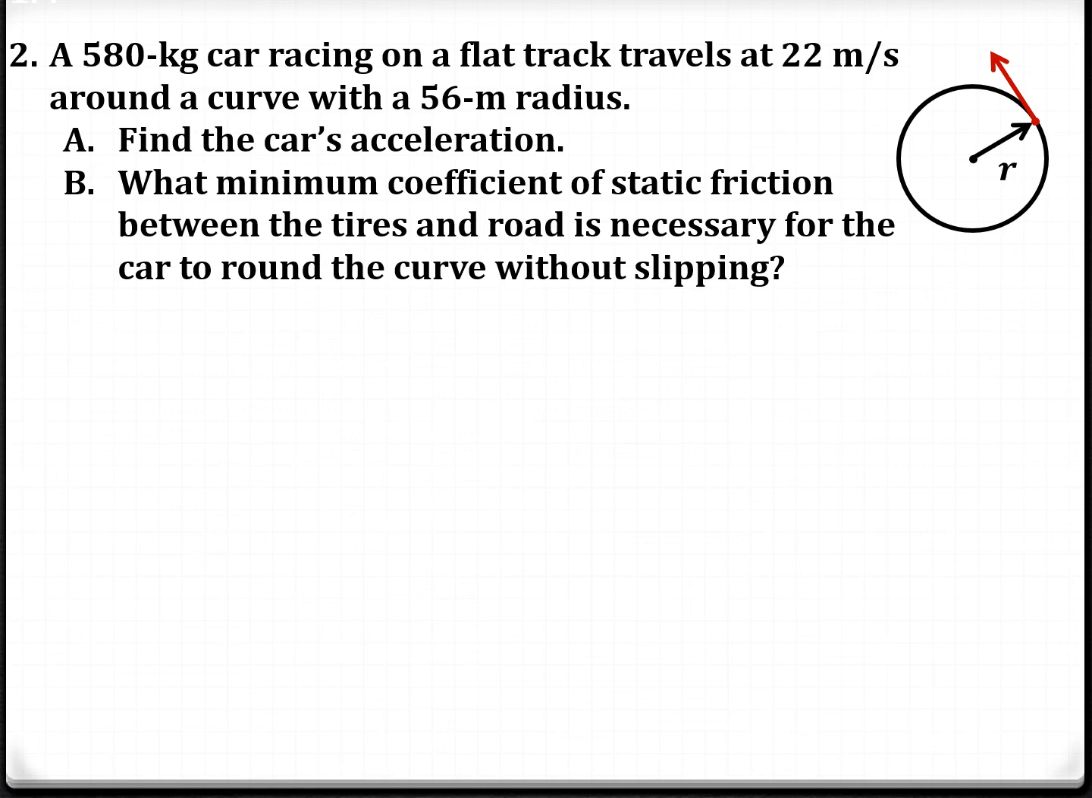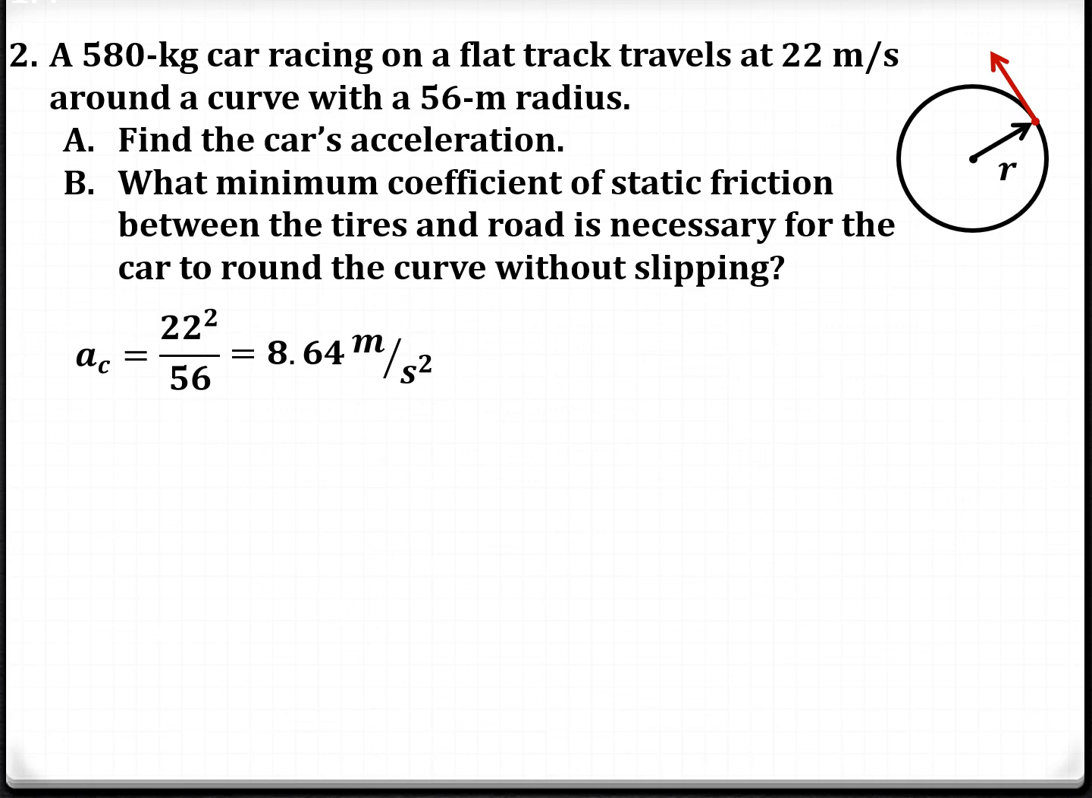All right, so the first part, in finding the acceleration, we're talking about centripetal acceleration since it's actually moving at a constant speed of 22 meters per second, and then it's going around a curve, so that means it has to have a centripetal acceleration. So the centripetal acceleration equation is speed squared divided by radius, so that's 22 squared divided by 56, and that gives you an acceleration of 8.64 meters per second squared. All right, so part A is pretty easy to answer.